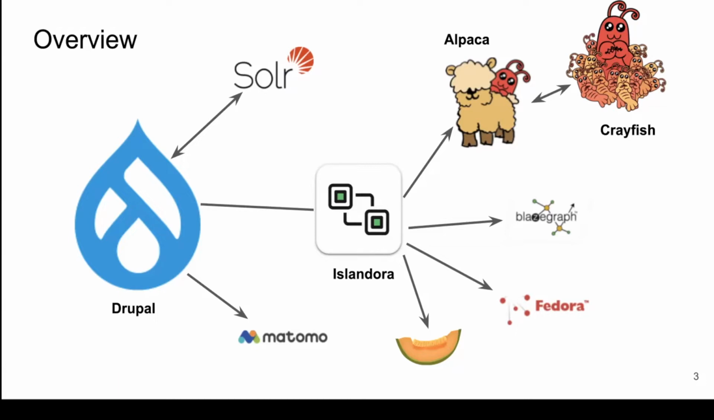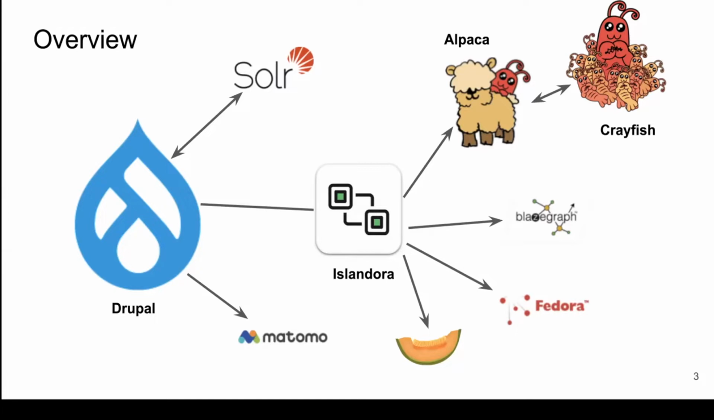This is my interpretation of the Islandora stack. The majority of all our work is done within Drupal. And Drupal is connected to the system of other software, including Solr, which is a search engine, Matomo, which does Google Analytics style tracking of how many people use your web page. And then Islandora itself allows Drupal to connect to a lot more stuff.